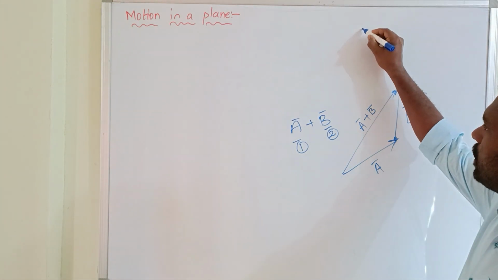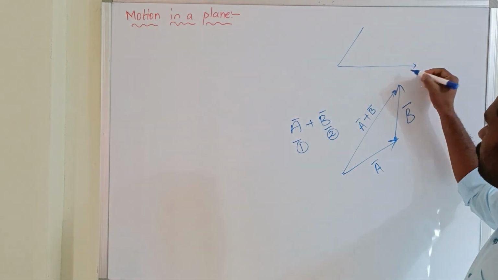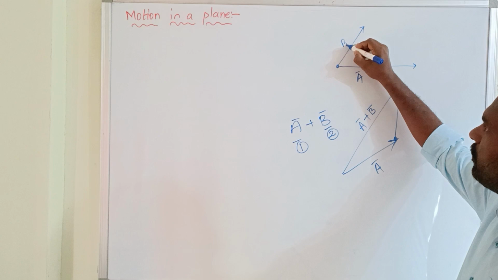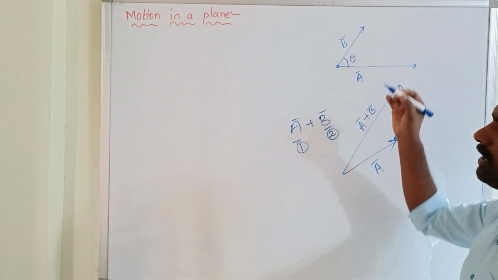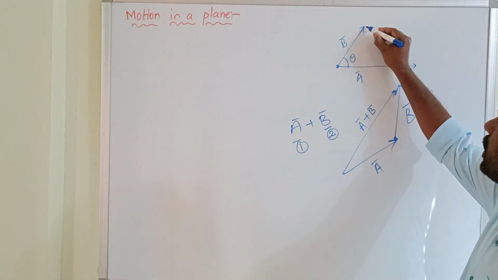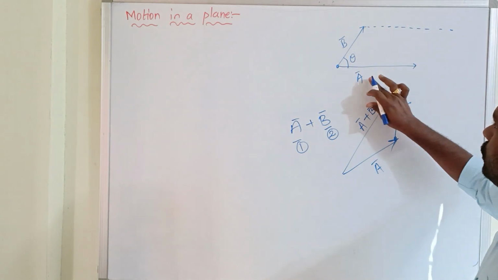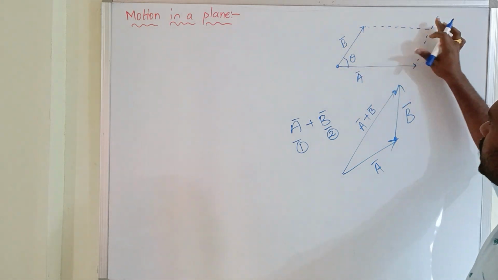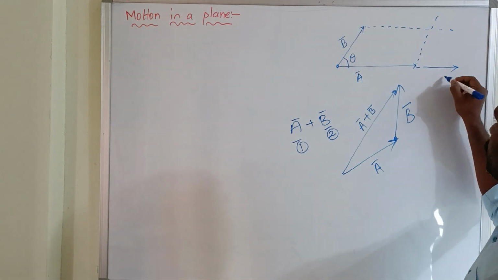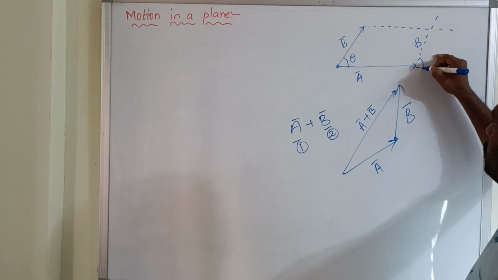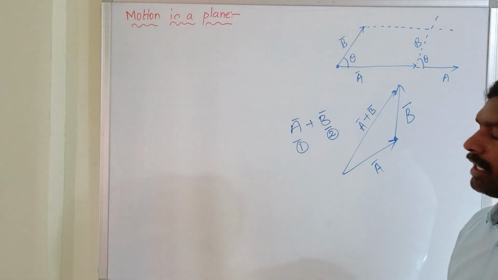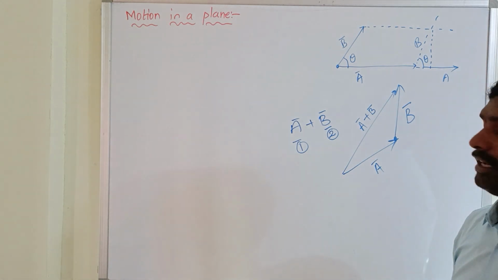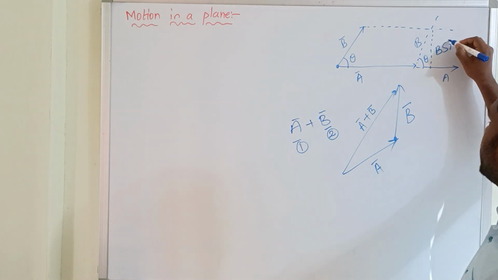And also the parallelogram law: if two vectors start from the same point, consider this is the A vector, this is the B vector, and the angle between the two vectors is theta. I have drawn a parallel line with respect to A, and also a parallel line with respect to B. This is the direction of A, this is the direction of B. The angle between A and B is theta. Later, I have drawn a projection onto the A vector so that it will become B sin theta.